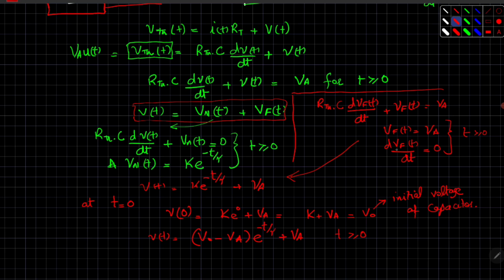And here we have already calculated that Vf is equal to v(t) for times t approaching infinity, meaning at the steady state value. At that time, dVf(t) divided by dt is equal to 0.